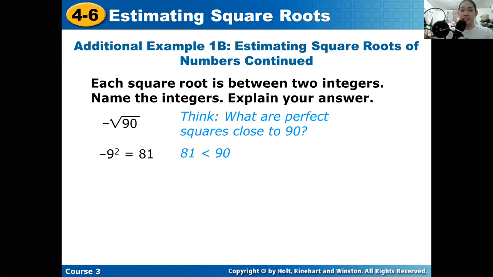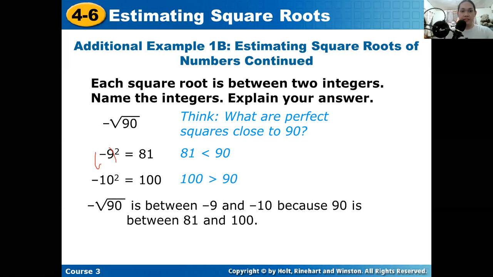Okay, we have (-9)² that is equal to 81. Sorry for that, this one must have parentheses. So since 81 is less than 90, next is, of course, (-10)², or quantity squared, is equal to 100. Therefore, negative square root of 90 is between -9 and -10.